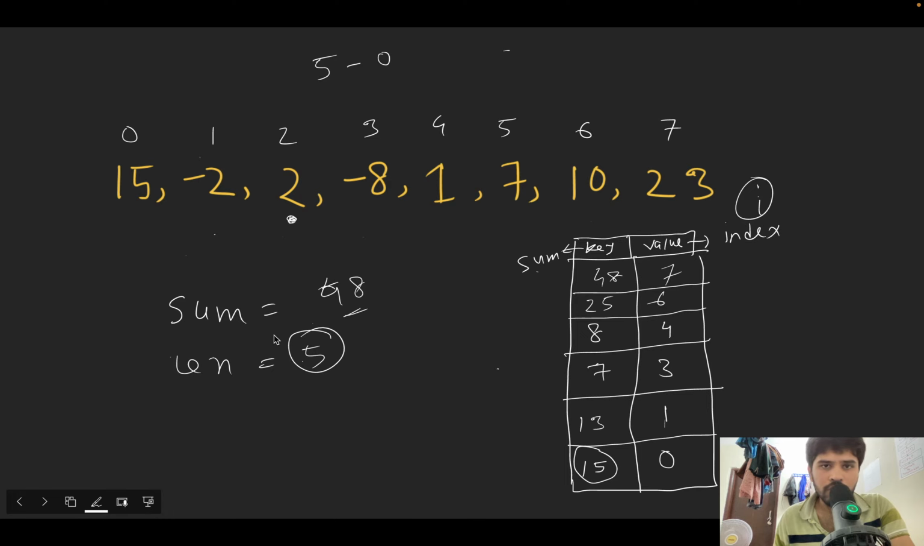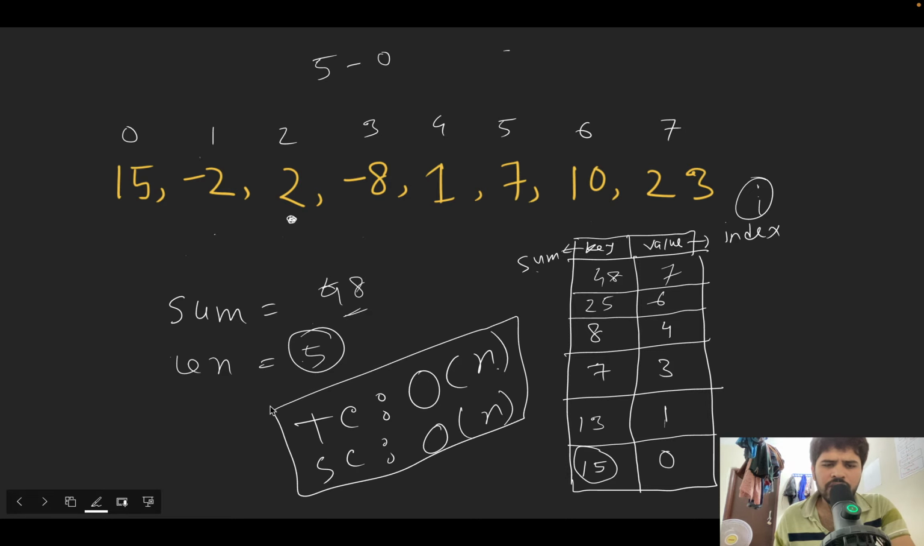This is the solution to this problem, and this solution will take O(n) time complexity, because we're scanning the array only once. This is the time complexity. This is for space complexity. We might have n elements in our hash map, so the space complexity is O(n), where n is the length of the given array. This is how we can solve this problem.